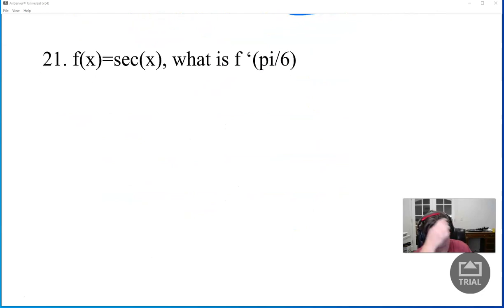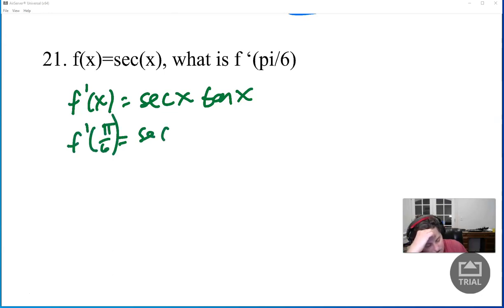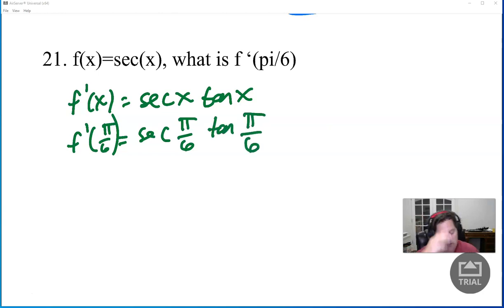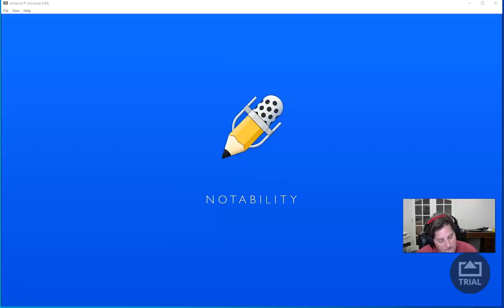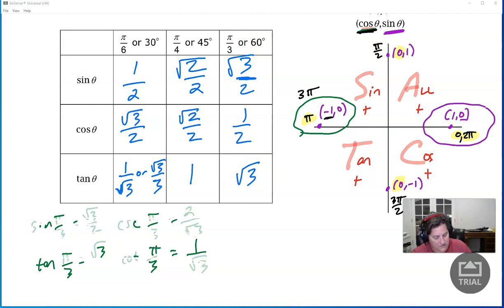All right, let's check out 21. Okay, so the derivative of secant is secant tangent. So I want to find f prime of pi over 6. So it's going to be secant pi over 6, tangent pi over 6. Back to the chart. All right, secant tangent.